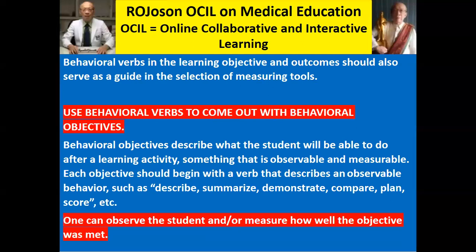Behavioral objectives describe what the students will be able to do after a learning activity, something that is observable and measurable. Each objective should begin with a verb that describes an observable behavior, such as describe, summarize, demonstrate, compare, plan, and score. One can observe the student and or measure how well the objective was met.